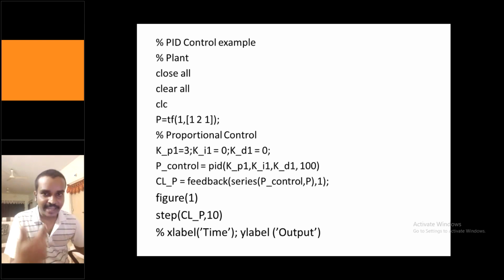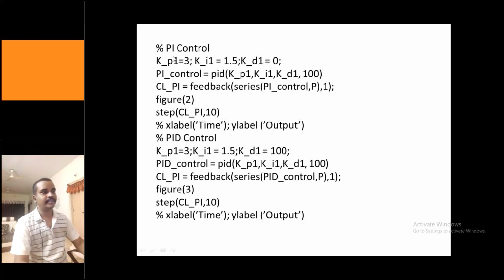So for the PI controller, what I'm going to do here is, everything, the code will remain the same. Instead of KI being zero, I will substitute some value. In the PID controller, these two parameters will not be zero. So that's what is going to happen here. In the PI controller, proportional gain is 3, integral gain is 1.5, and the derivative gain is 0.